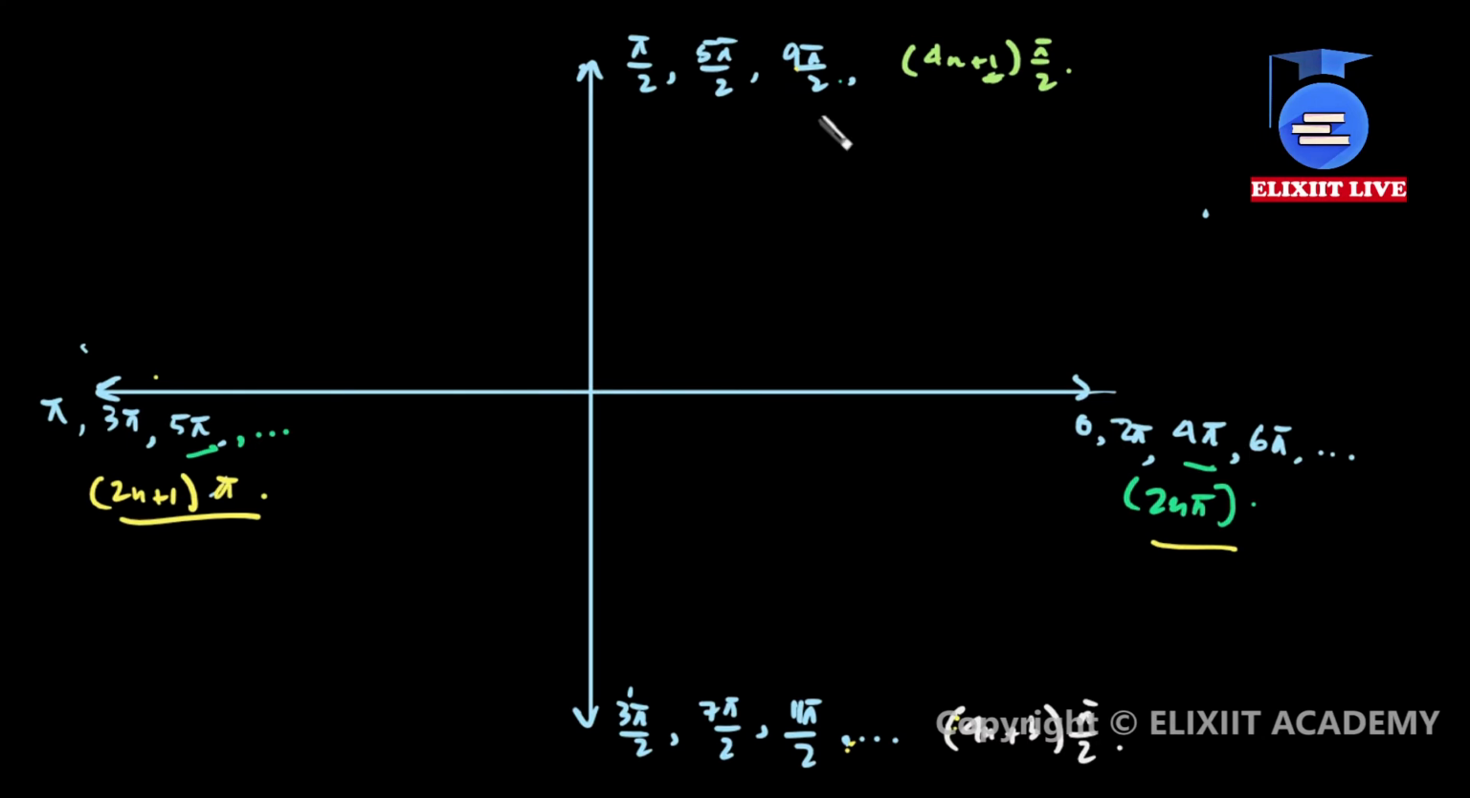So these are of the form 4n plus 1 pi by 2 and these are of the form 4n plus 3 pi by 2. Now, what is the meaning of 4n plus 3 once again? I'll tell you the number theory meaning of this also. You have number theory in your course in case you are preparing for JEE, ISI and CMI. So in number theory, 4n plus 3 and 4n plus 1, or 4k plus 1 or 4k plus 3.